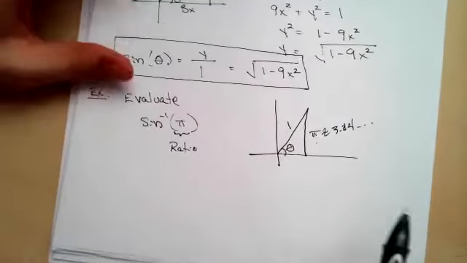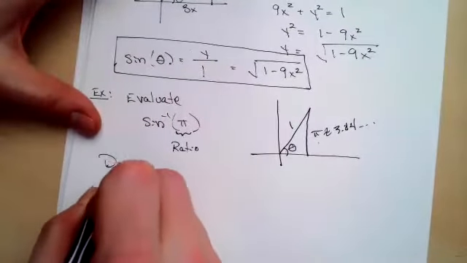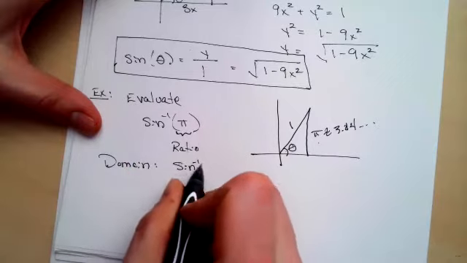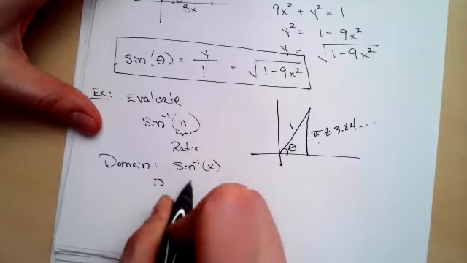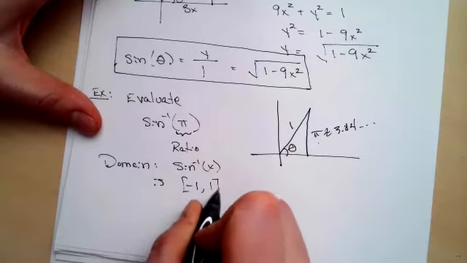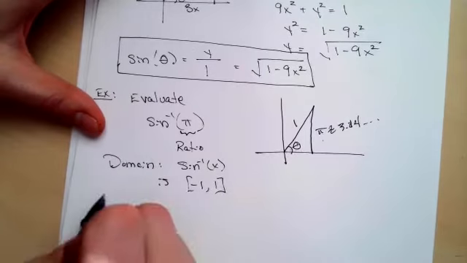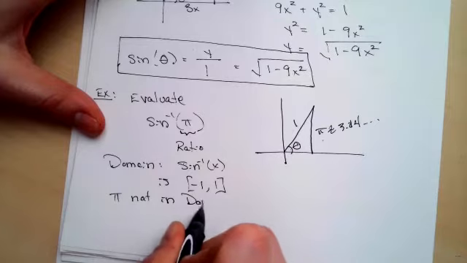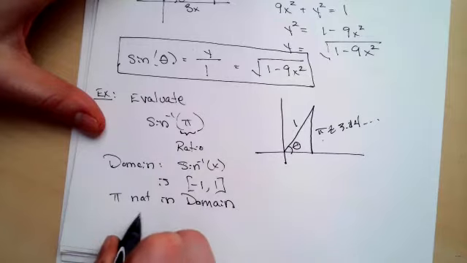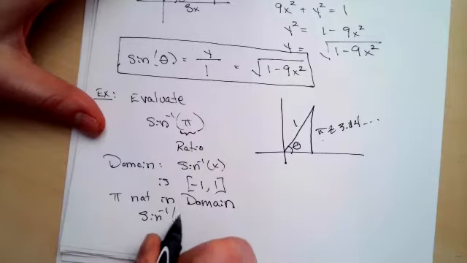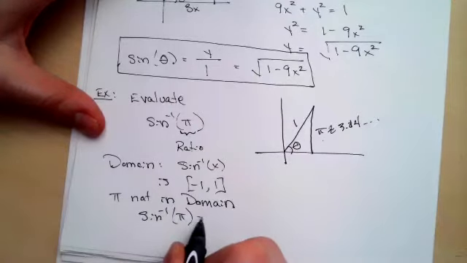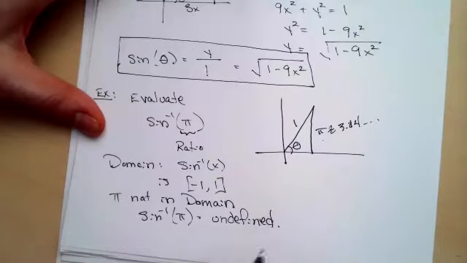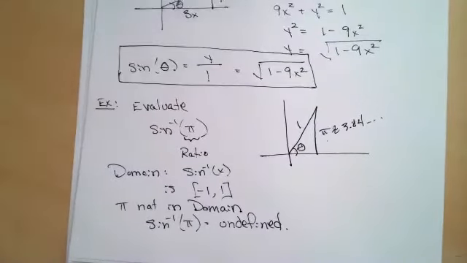Likewise, we talked about the domain and range for these guys. The domain for arcsine is minus 1 to 1. So pi is not in the domain, meaning that this expression is undefined. So trick question with that one.